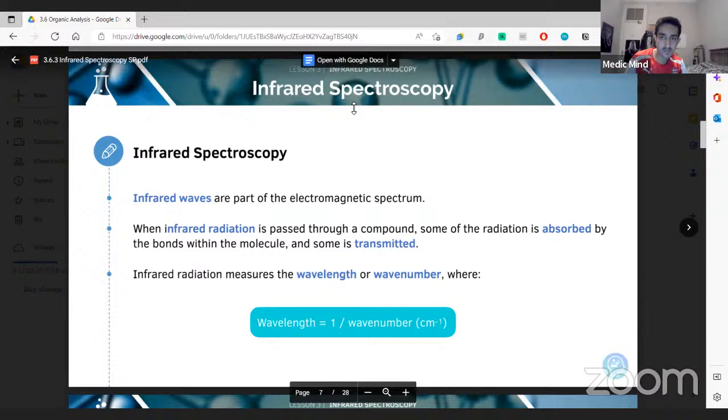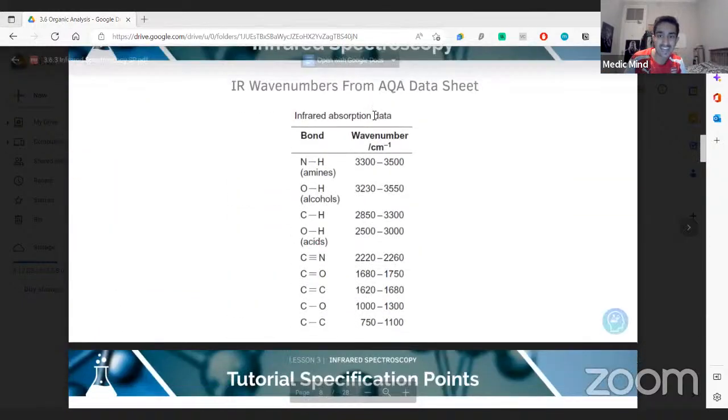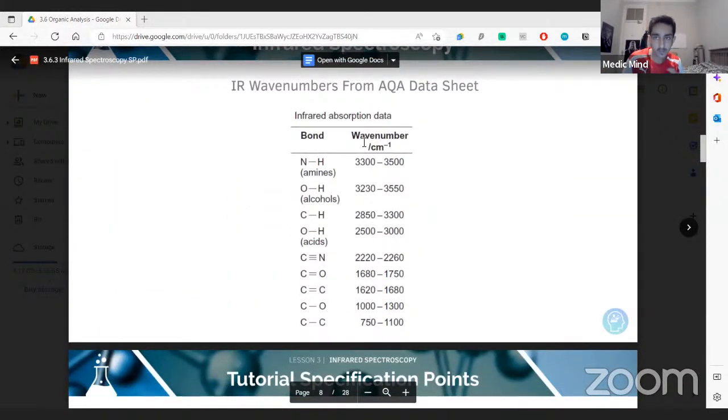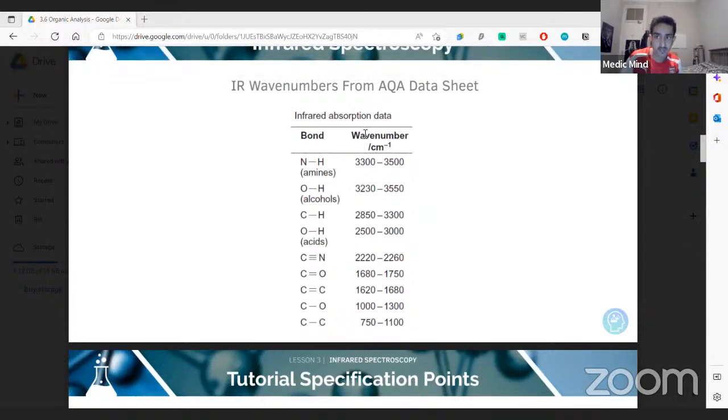What is wave number? The wave number is basically just the wavelength, or basically the amount of energy that the bonds are absorbing.